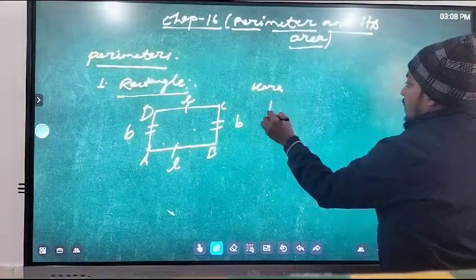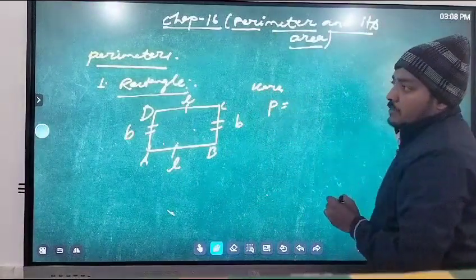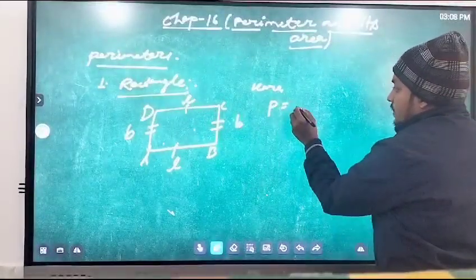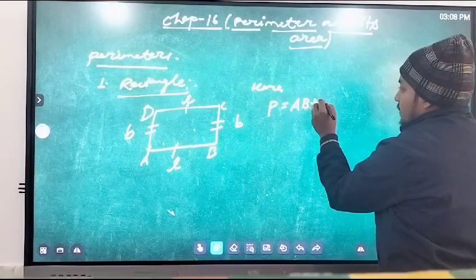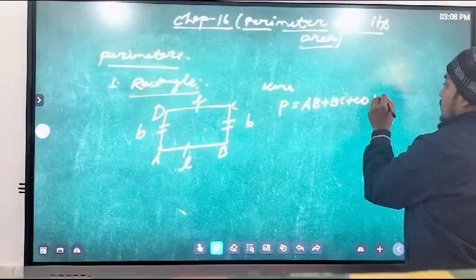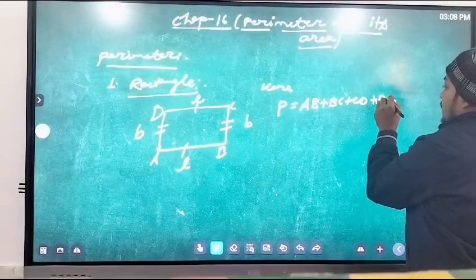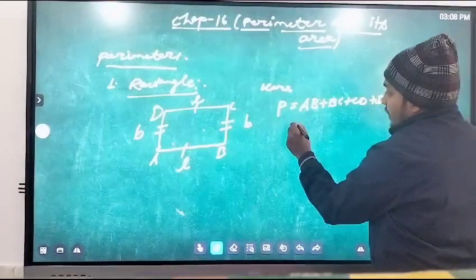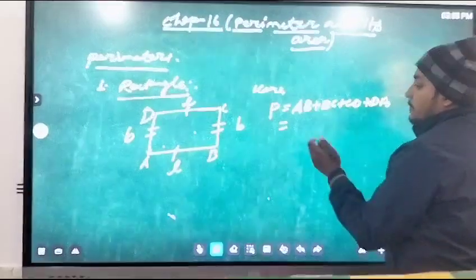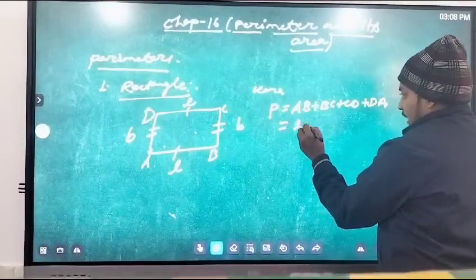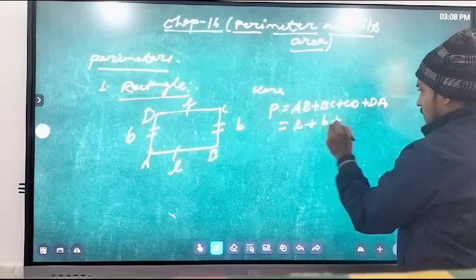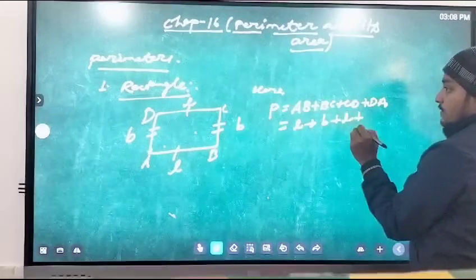Here, the perimeter of a rectangle is equal to the sum of all its sides: AB plus BC plus CD plus DA. From the figure, the measure of AB is equal to L, the measure of BC is equal to B, the measure of CD is equal to L, and the measure of DA is also equal to B.